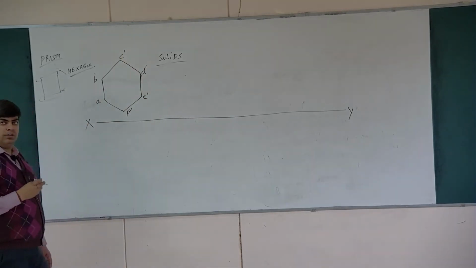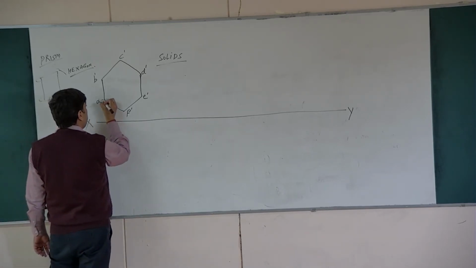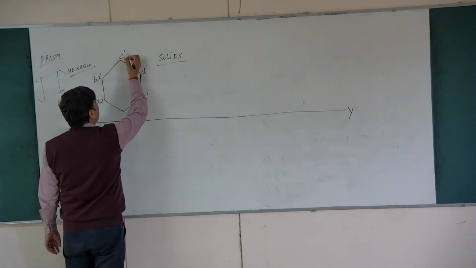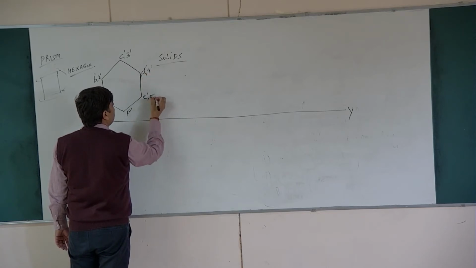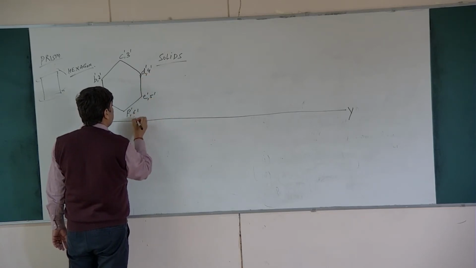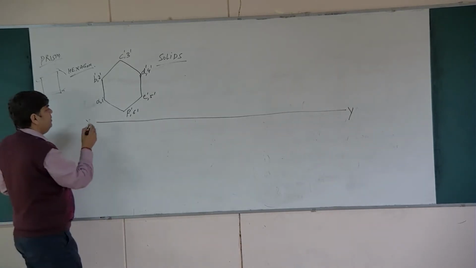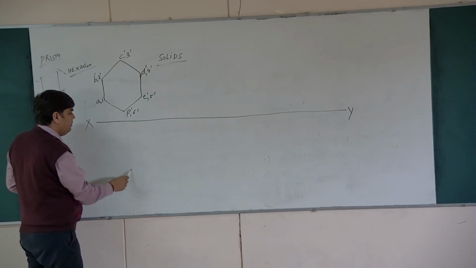Similarly, its lower surface, that is this one, we can name it 1 dash, 2 dash, 3 dash, 4 dash, 5 dash and 6 dash. Now what will we do? We will draw its top view. The top view will be a rectangle.